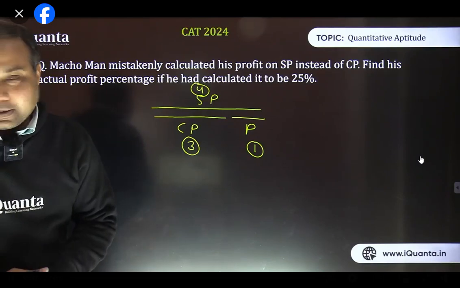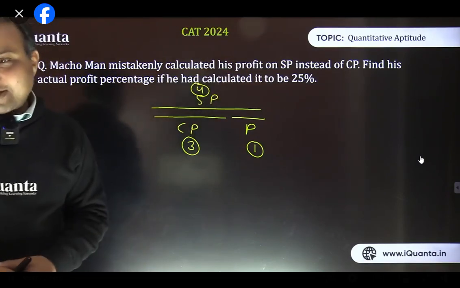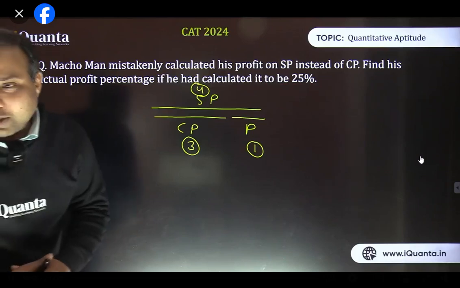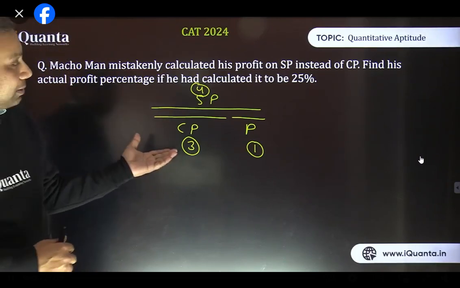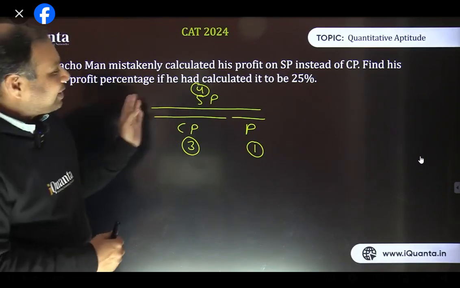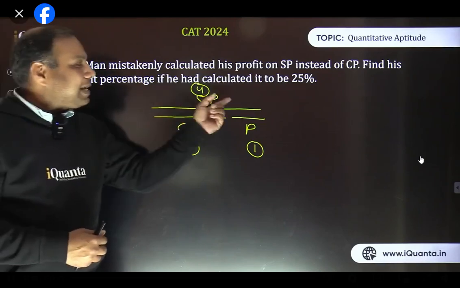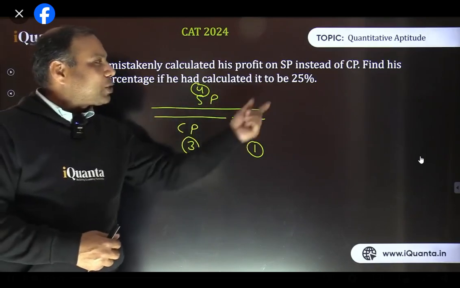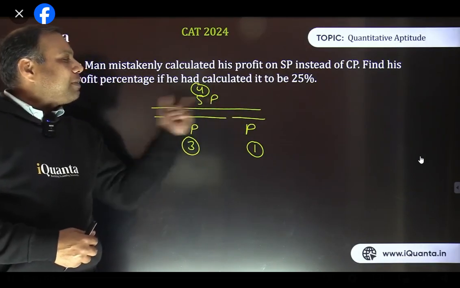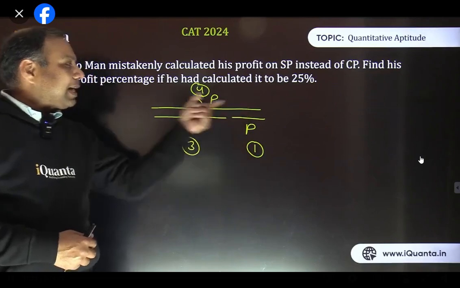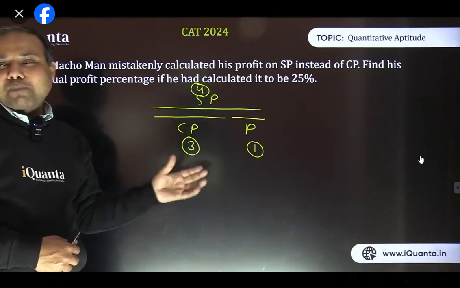Otherwise, we can assume some values also. Yes, we can assume values also, Nishit. What difficulty are you facing in this? It's a very nice thing, isn't it? We have not written anything. Just by visualizing that SP is CP plus profit, and profit is 25% of SP, that means 1/4 of SP. So if profit is 1 and SP is 4, then CP comes out to be 3. So 1/3 is our answer.